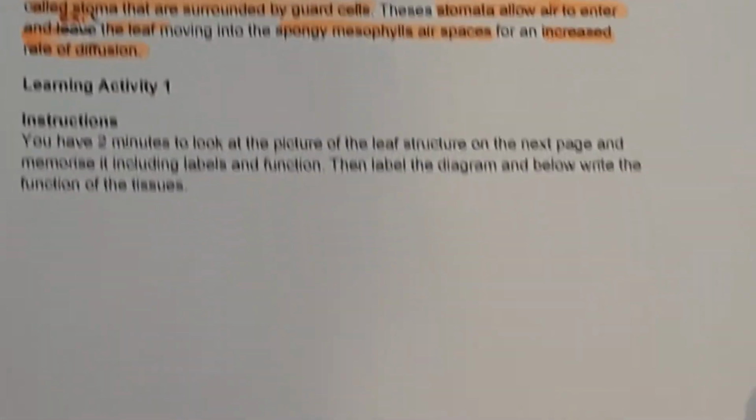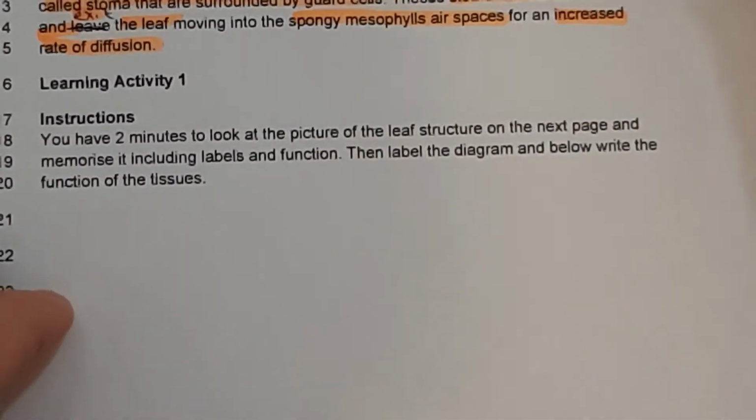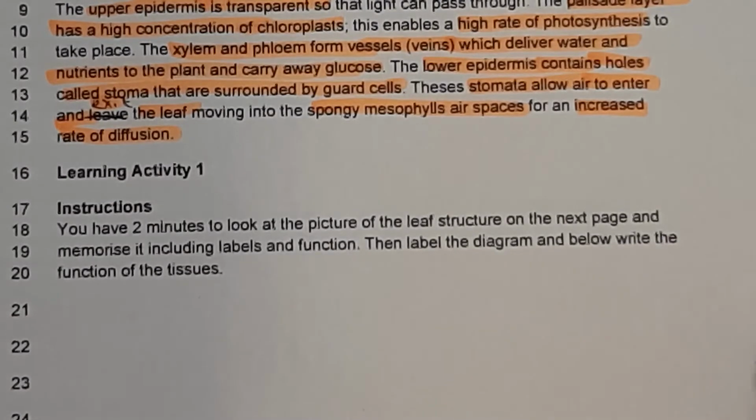Okay, so learning activity 1. You have 2 minutes, but you can take longer if you would like to. You're going to have a look at the picture of the leaf structure, which is on the next page, but it's not labelled. So you're going to look at the leaf structure here, and then you are going to try and label it.